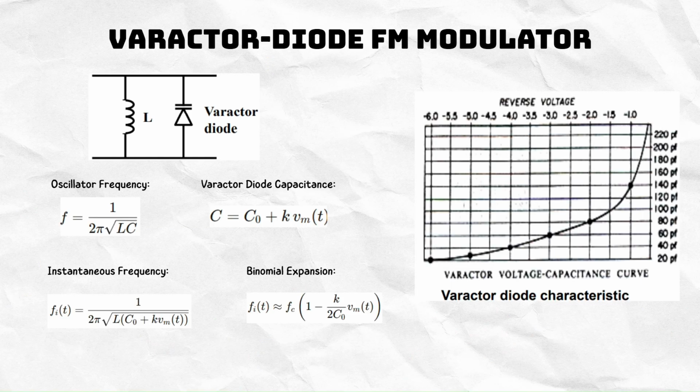For the varactor diode FM modulator, there is an LC oscillator which produces a frequency that depends on the capacitance, which in turn depends on the input voltage. So when the message signal voltage changes, the capacitance will also change.